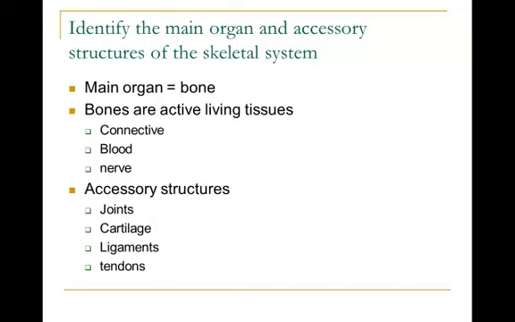Remember that they're active living tissues. Whenever we talked about an organ, we said it had to be 2 or more tissues, so it's connective and nerve tissue within this. Blood, of course, is a type of connective tissue as well. Accessory structures, so the joints, cartilage, ligaments, and tendons, all need to be considered when we talk about bones.